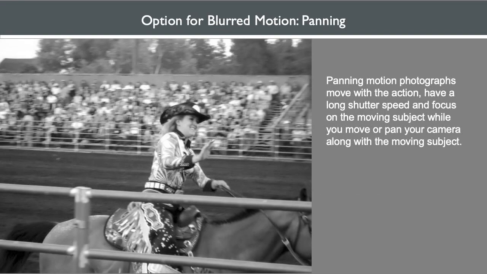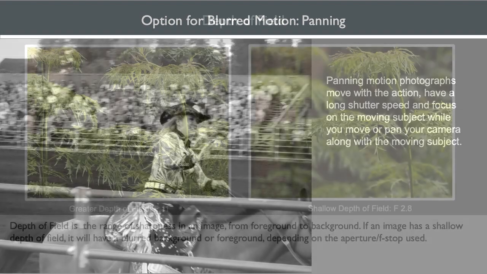Panning motion photographs move with the action. This is using blurred motion to isolate the subject. If you feel comfortable, pan your camera along in time with the moving object or subject and end up getting a relatively sharp subject but a blurred background. This gives the photograph a feeling of movement and speed. It does require a slow shutter speed of 1/30th and slower. For an effective pan, try to get as close to the action as you can.